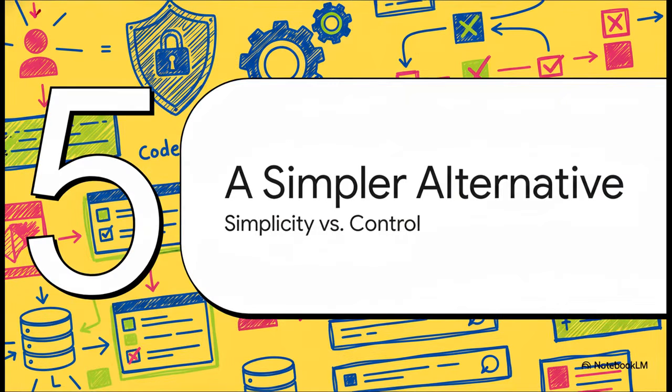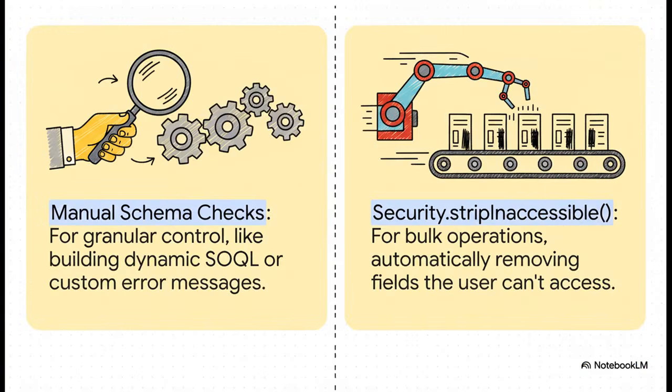Now you might be thinking, wow, that's a lot of if statements if I have a ton of fields. And you're not wrong. So for some situations, Salesforce gives us a really handy automated shortcut. So you basically have two tools in your belt, and it's all about picking the right one for the job. The manual schema checks we just went over give you total granular control. They are perfect when you need to build a dynamic query or maybe show a custom error message. On the other hand, you have this method called security.stripInaccessible. Think of it as a bulk cleaning tool. You just hand it a list of records and it automatically scrubs out any field values that the current user isn't allowed to touch. It's super fast and simple, but not as flexible.